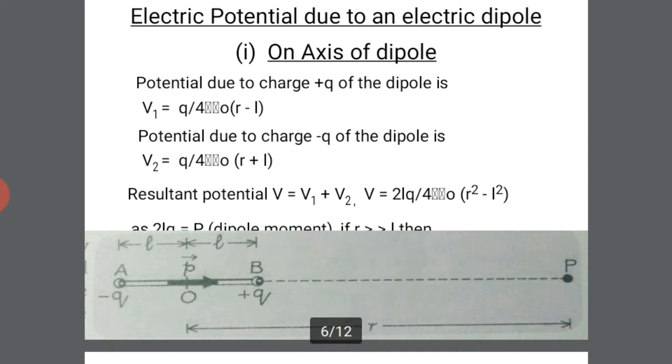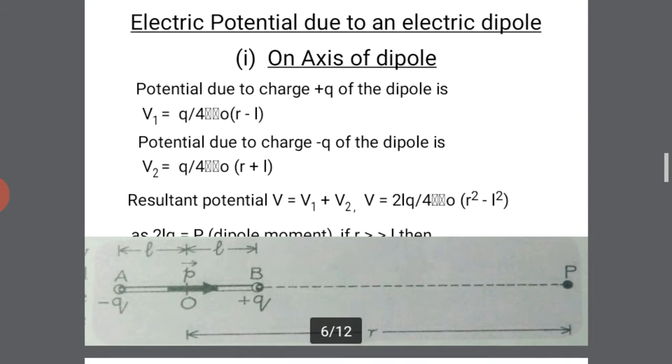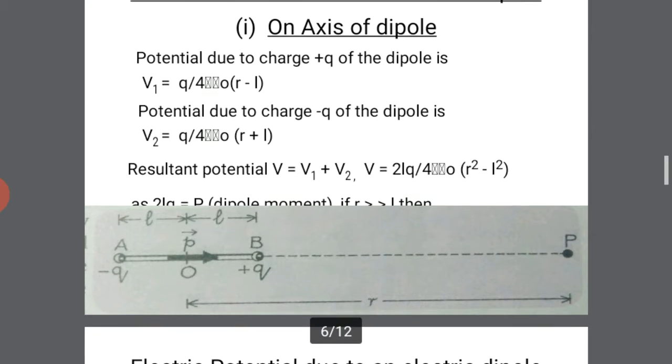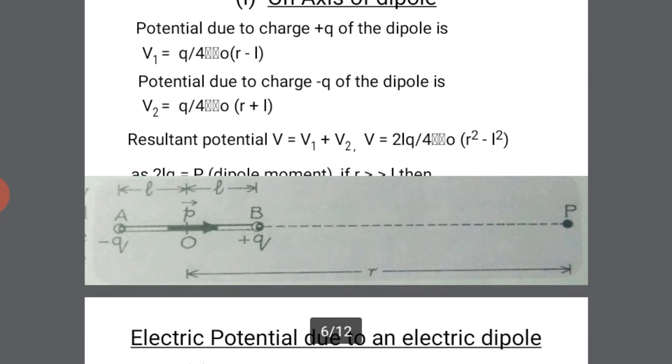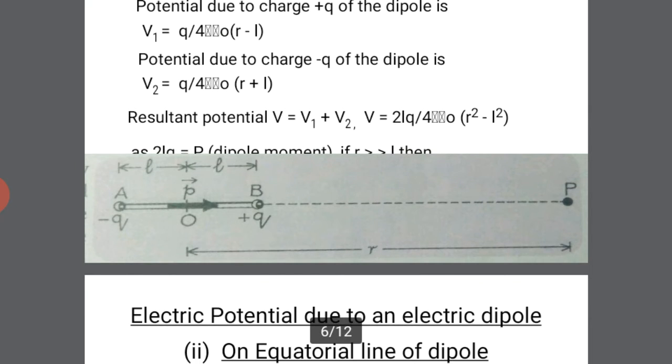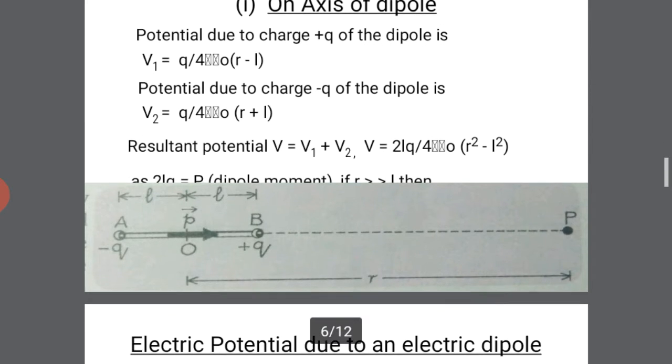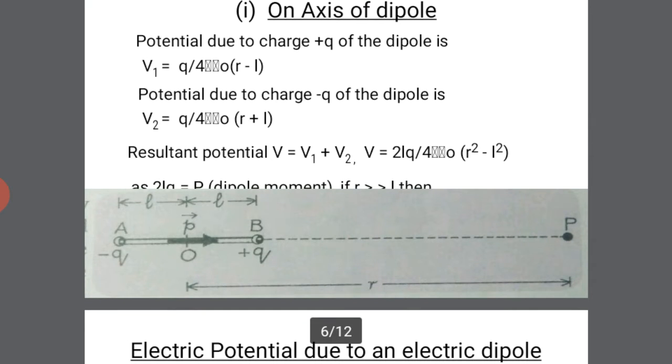For calculating the electric potential due to that dipole, we have to calculate the potential due to charge positive Q and due to charge negative Q, and for calculating the resultant potential we have to add them, and we will get the formula V equals 1 upon 4 pi epsilon naught 2LQ upon R square minus L square. On considering a situation in which R is very much greater than L, we will get V equals 1 upon 4 pi epsilon naught P upon R square.